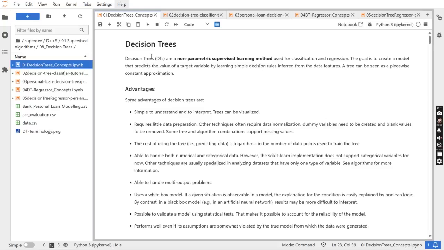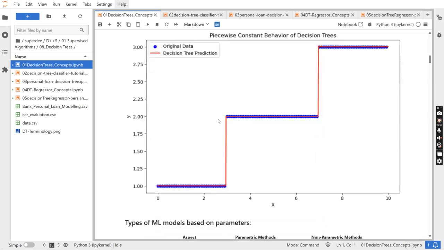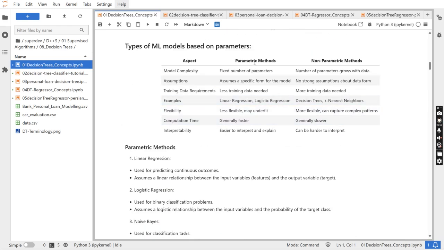Okay, so today's topic is decision trees. A decision tree is what we call a non-parametric supervised learning method. Supervised learning method because you already know it has labels, y values are already provided, and non-parametric I will explain in a bit. Okay, so non-parametric versus parametric methods.